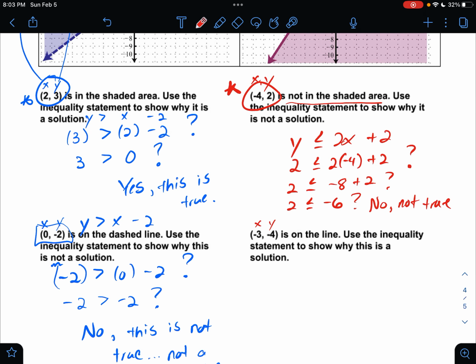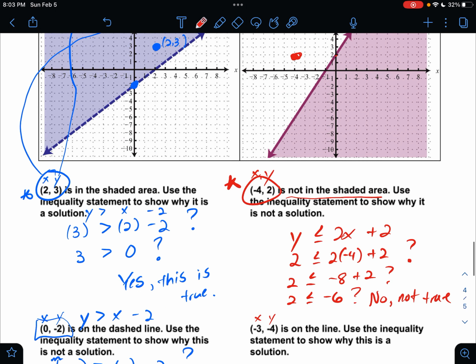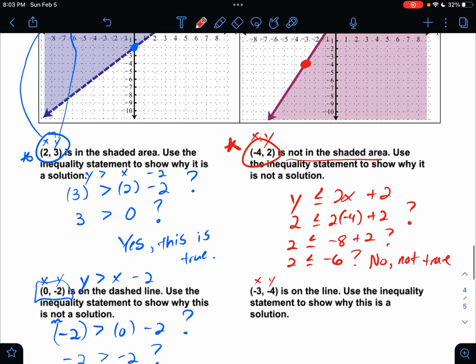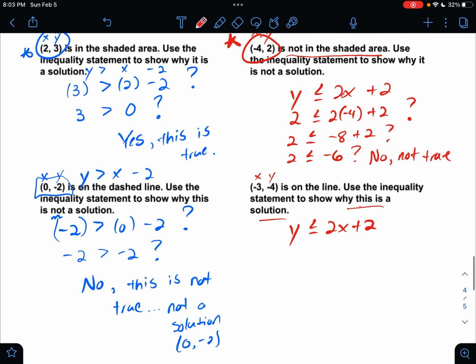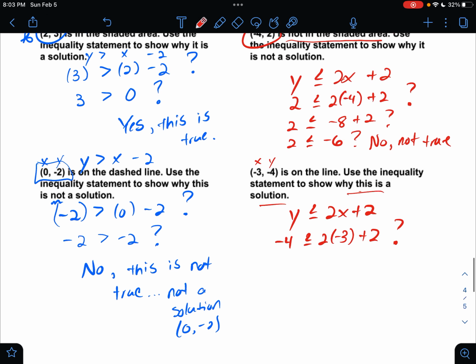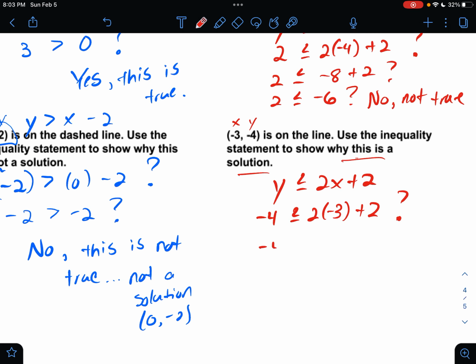What about this point right here? This point, (negative 3, negative 4). So (negative 3, negative 4) is right here. Right? It is on the line. Use the inequality statement to show why this is a solution. All right, so once again, the inequality was y is less than or equal to 2x plus 2. So let's go ahead and put negative 4 in for the y and negative 3 in for the x and ask ourselves, is this a true statement?